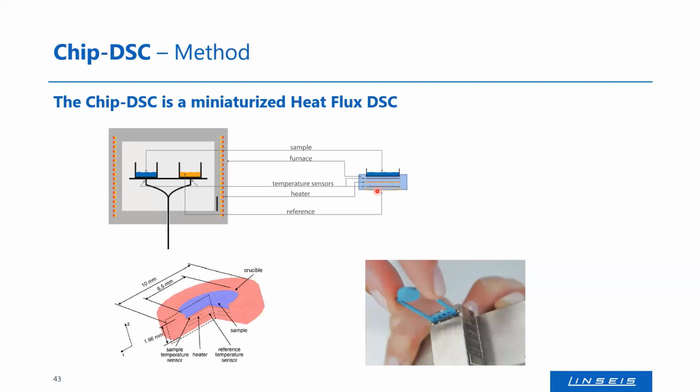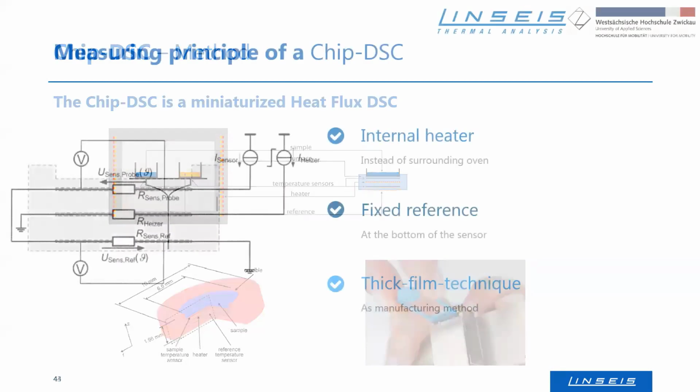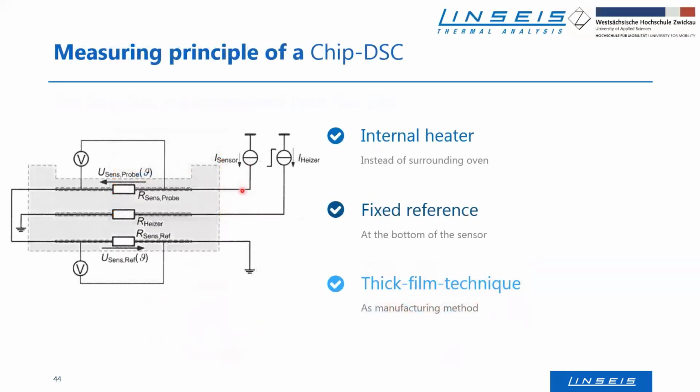The specific heat capacity is exactly chosen to compensate for the empty crucible, which you are using, in general an aluminum crucible. So you do not need a reference for chip sensors for this chip DSC. Here is the schematic heat flow and the measurements. So the resistance is measured here, so the voltage drop on the sample side and on the reference side.